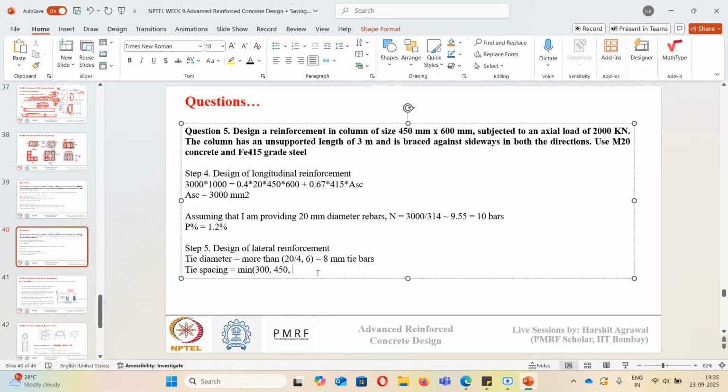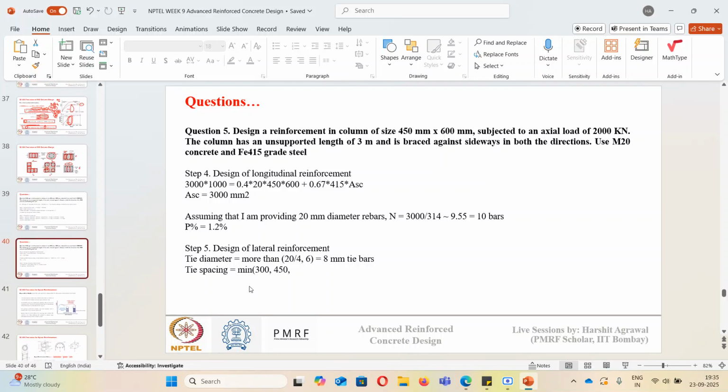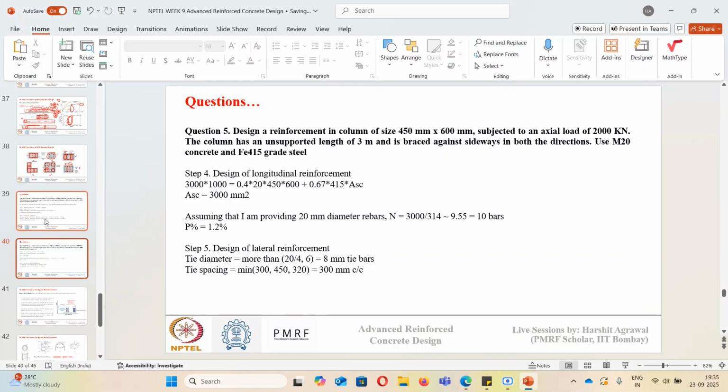So 16 times 20 is 320. So we need to provide a spacing of 300 center to center. Okay, so this is how we do the design.